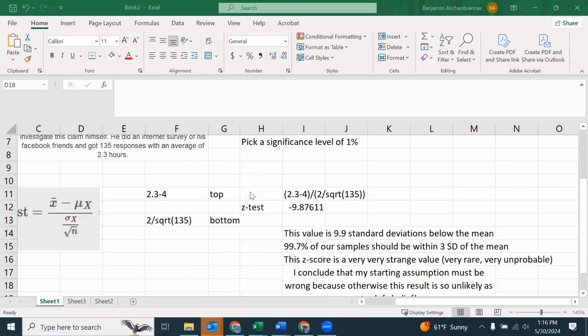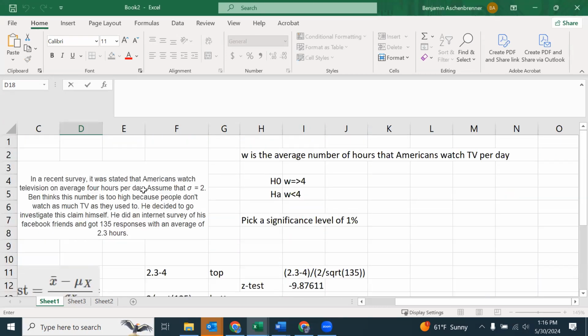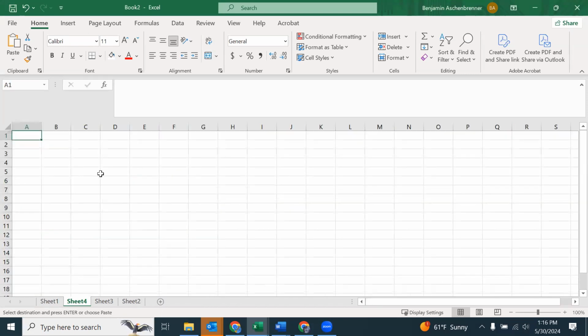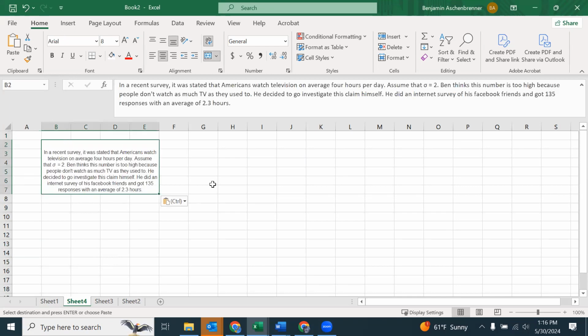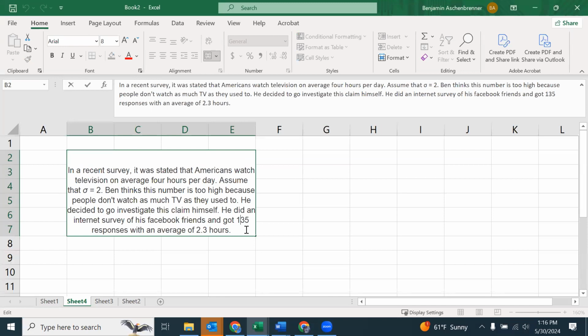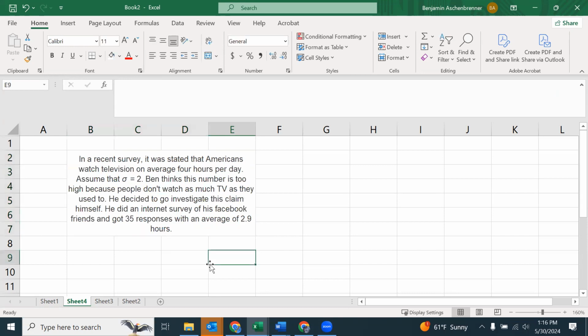Okay, let's do one where I'm going to do the same question, but in such a way that it's close enough that it's kind of interesting. Let's say I only did 35 responses, and this time I got 2.9 hours, and I want to know if this is crazy, and therefore I reject the null hypothesis.